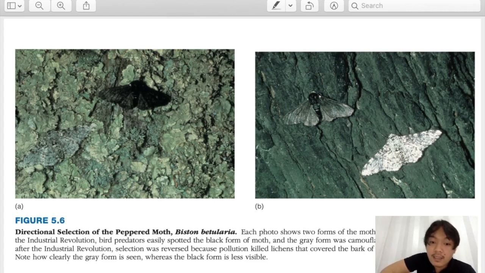Letter B, in industrial regions after the Industrial Revolution, selection was reversed because the pollution killed the lichens. Lichens are surrounding the tree bark, that cover the bark of trees where moths rest. So try to look at this one. The gray are being removed from the second picture. Now the gray form is being seen by the predators, whereas the black form is less visible. It happened directional selection, and that's letter A.